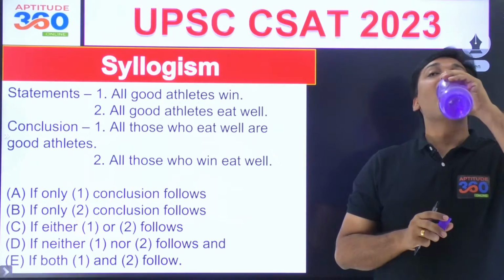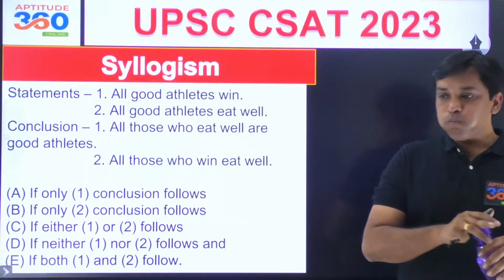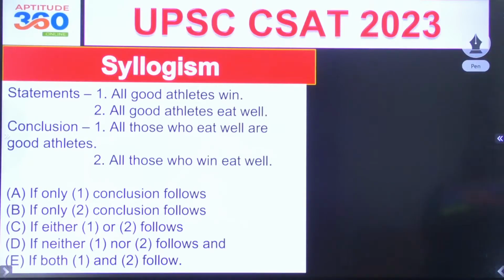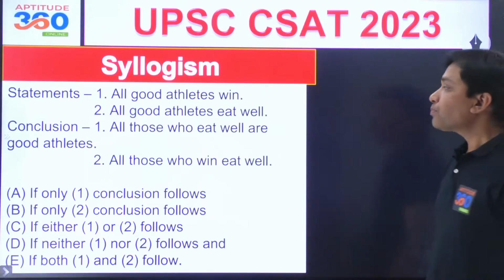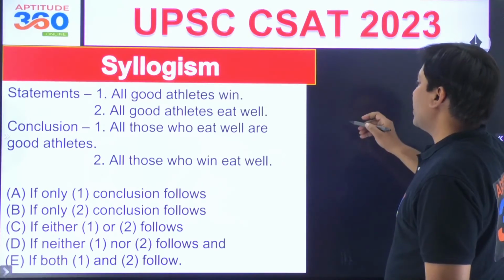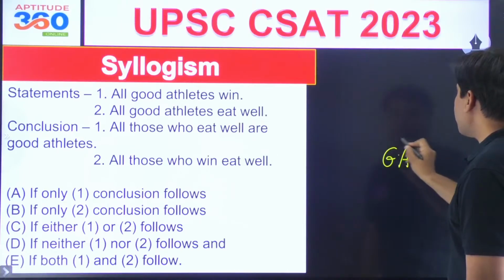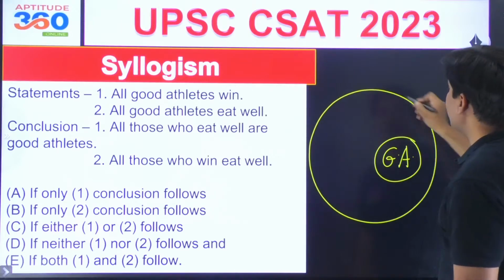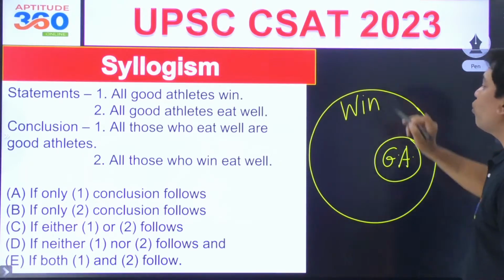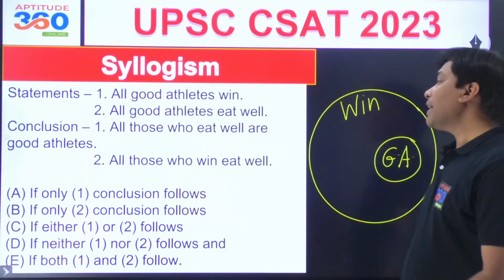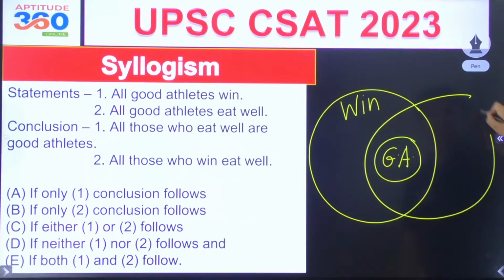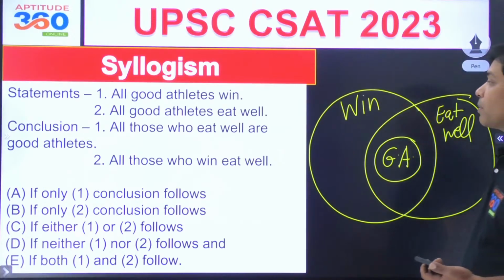How do we make it? All good athletes win. So these good athletes must be inside the circle of win. Do you understand this? All good athletes win, and all good athletes eat well also. So this is the diagram that we should be making, isn't it?